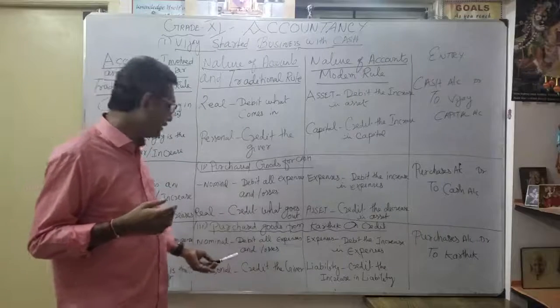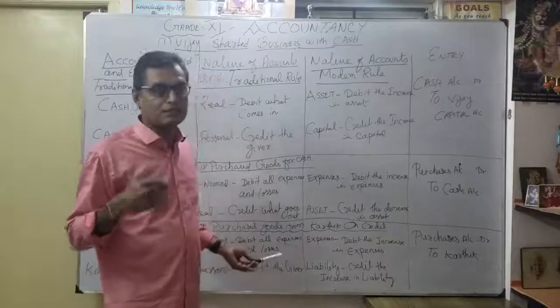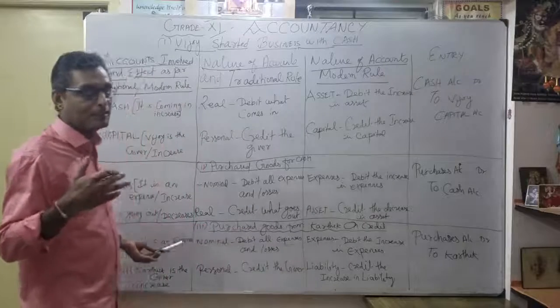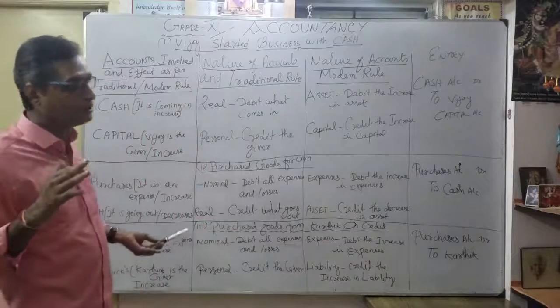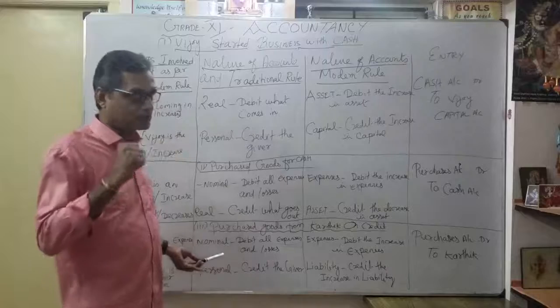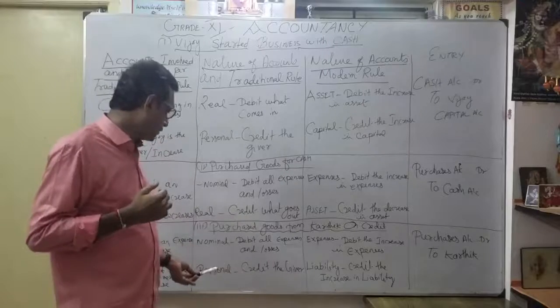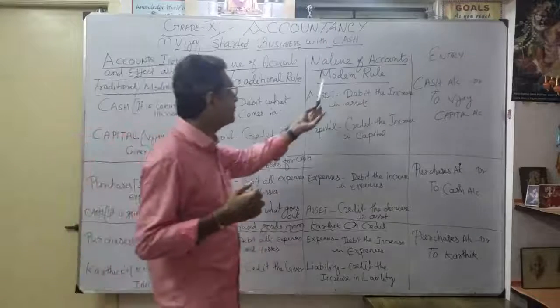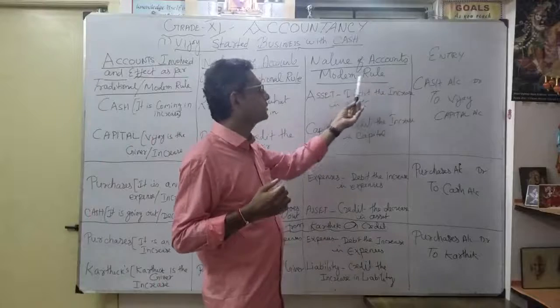So what is the rule here? Credit the giver. As Karthik is the giver. Okay. So debit the receiver, credit the giver under personal account rule. Here, you purchase goods from Karthik. Naturally, he is the giver. I have understood this entry. Then coming to our modern rule. Nature of accounts under modern rule.